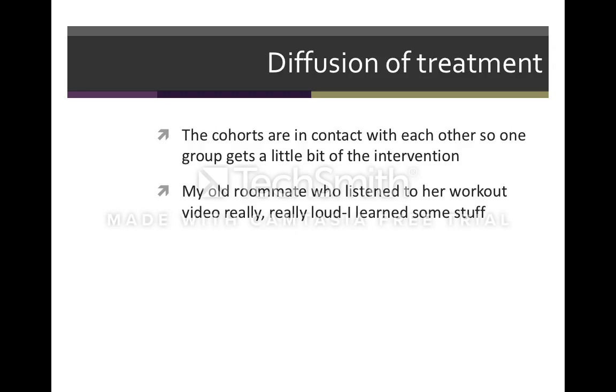Another kind of bias in research designs that compare 2 or more groups to each other. As you recall, this is in quasi-experimental and experimental research designs. We're comparing a control group and an intervention group, or we're comparing 2 or more groups. However, if people who are assigned to different groups have contact with each other or live in the same neighborhoods or communities, they can share information and ideas.